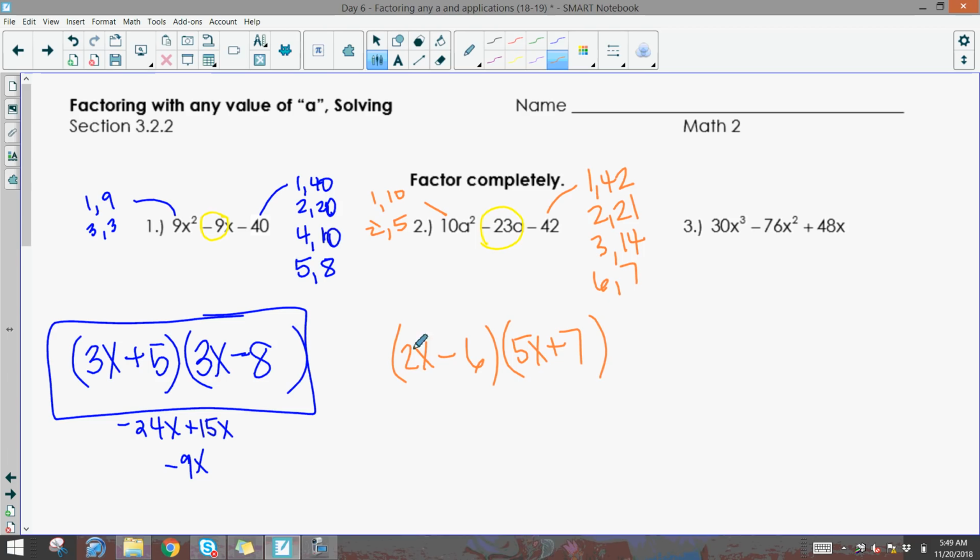So 2x times 5x is 10x squared. 14 minus 30 is a negative 16. So that's not going to work. So I'm going to try to get to negative 23.